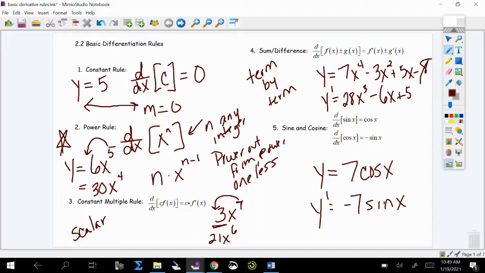So those are your most basic rules, and with these rules, we're going to look at how we derive lots of different functions.